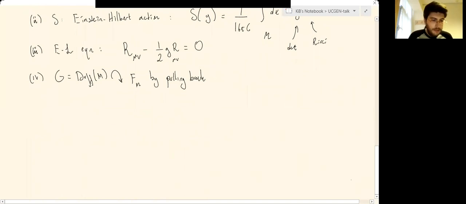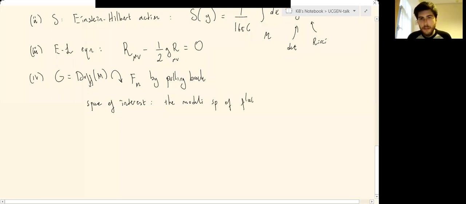Fine, and then in this setup, the space of interest will be the moduli space of Ricci flat pseudo-Riemannian metrics on M. So we really wish to understand this space. Okay, so this is the idea.